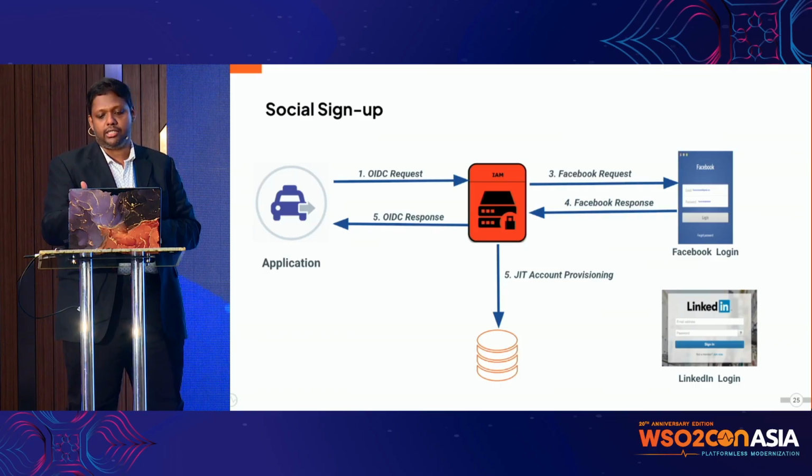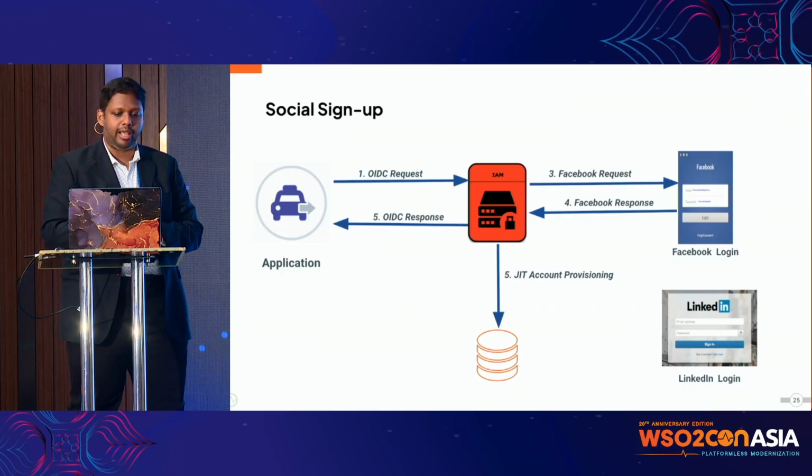So the user first chooses, I want to log in with Facebook. So it will federate you. Again, it's an OIDC request. It's going to Facebook, and the user is going to enter his credentials, come back, and the IAM is going to create an account for you, a just-in-time provisioned account, and give you access to the application.